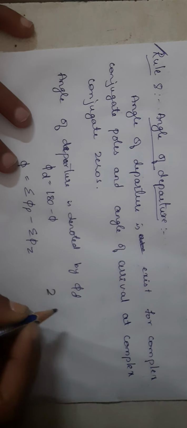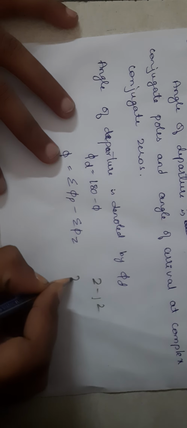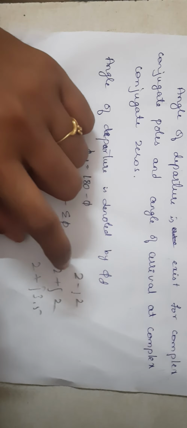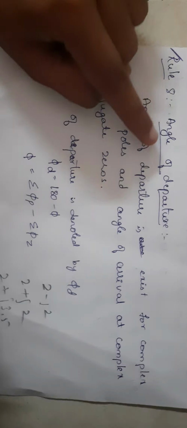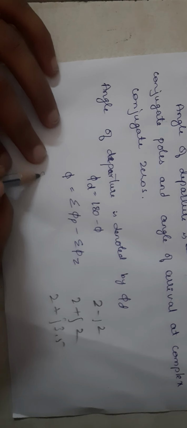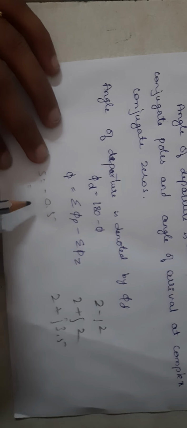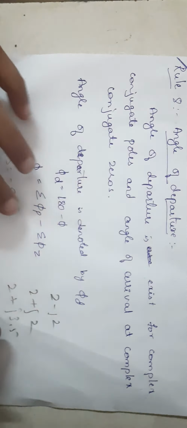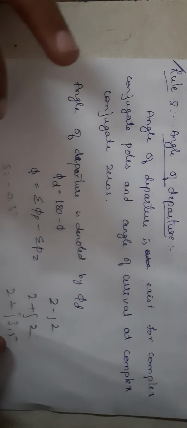Next, rule number 8. This is an exceptional case. If the roots exist only in complex form, like 2 minus j2, 2 plus j2 and 2 plus j3.5, then the angle of departure will come. If the roots exist for s equal to minus 0.5, s equal to minus 0.8, that is in real form, then we need not calculate the angle of departure. If the roots exist only in complex form, then we have to calculate the angle of departure; otherwise it need not be calculated.